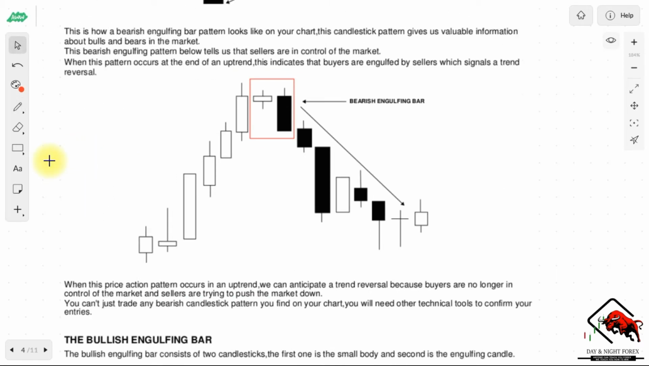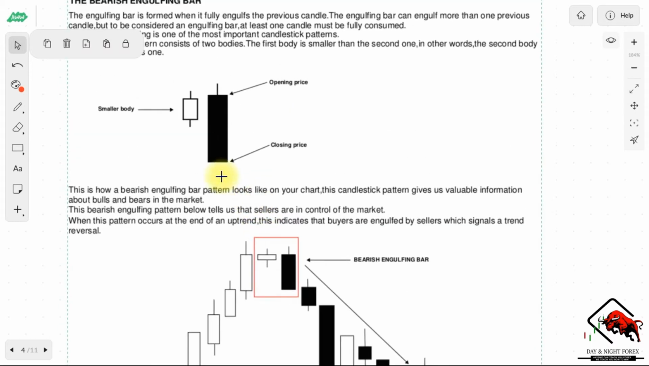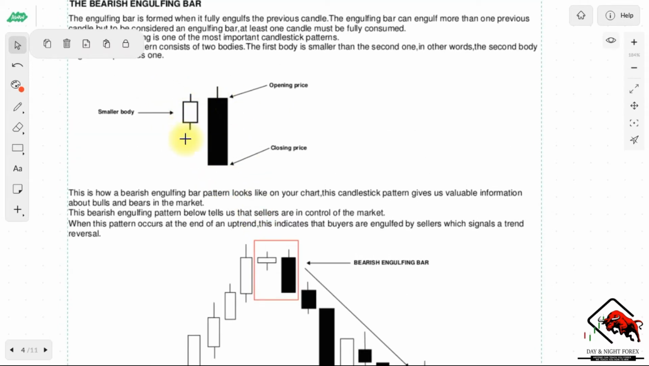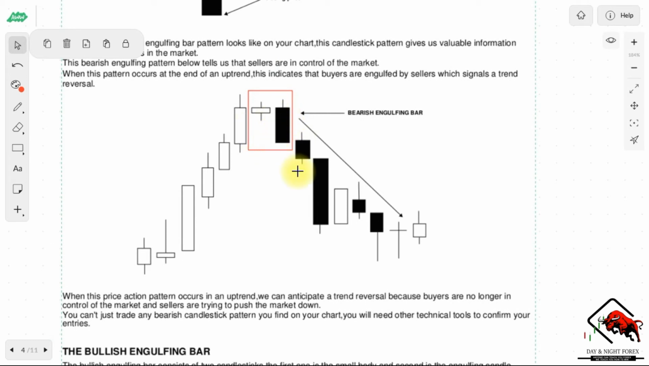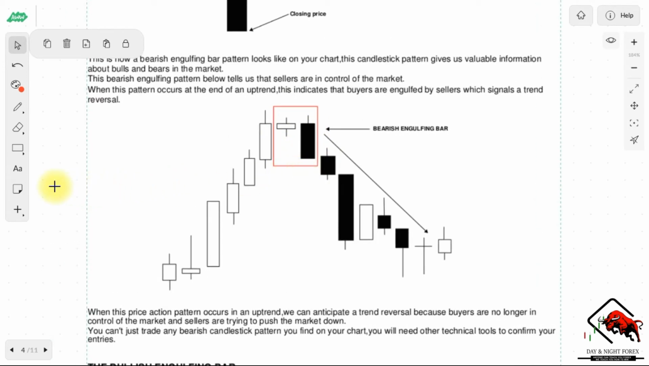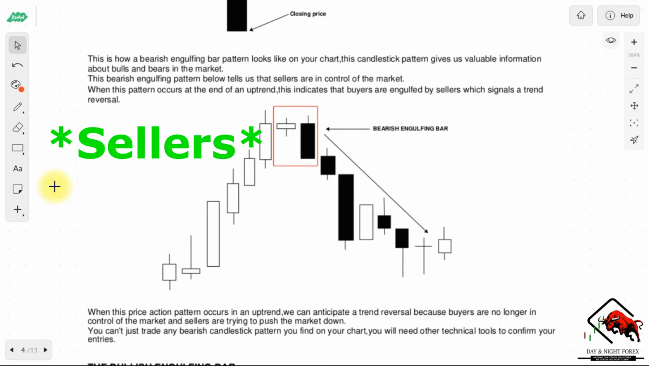This candlestick pattern gives us valuable information about the bulls and the bears in the market, so about the buyers and the sellers. The bearish engulfing pattern tells us that the sellers are in control of the market. This is the candlestick that we're talking about right here. We're looking for this exact pattern in the market. On your chart right now, here is a clear illustration of this example. The bearish engulfing pattern is telling us that the sellers are in control of the market at the moment.